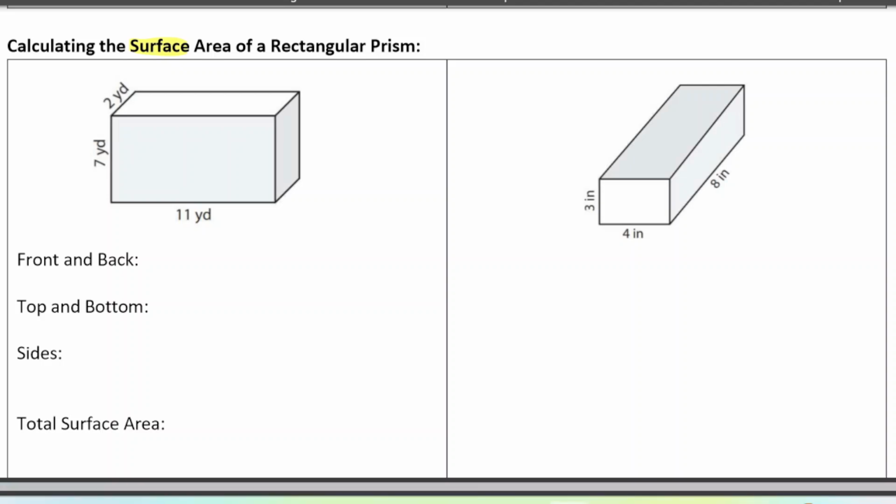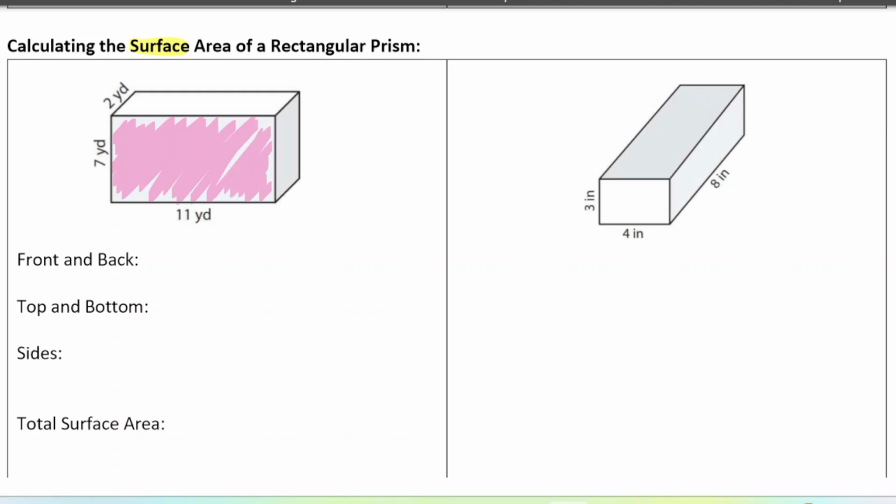So first let's do the front and the back. I can't see the back, but I know it's the same as the front. And I'm shading it in here in pink. So the front and the back, they both have a length and a width of 11 yards and 7 yards. So the area would be 11 times 7, and since there's 2 of those, I'm going to multiply this by 2. So that would give me the area of the front and the back. So 7 times 11 times 2 happens to be 154. And when we find area, because we've multiplied 2 lengths of yards together, we end up with yards squared for our area.